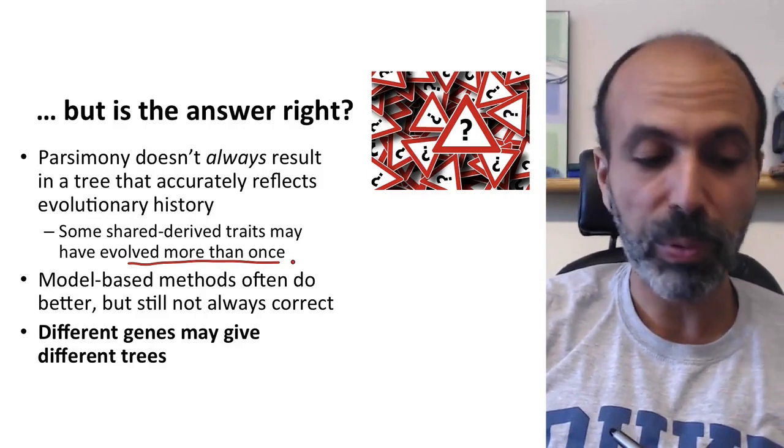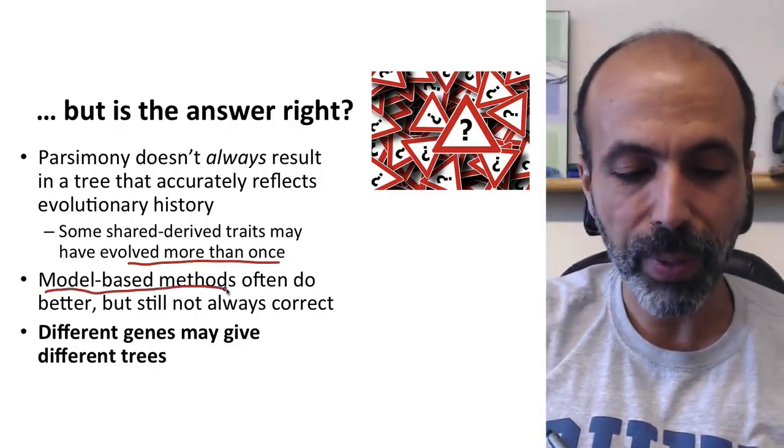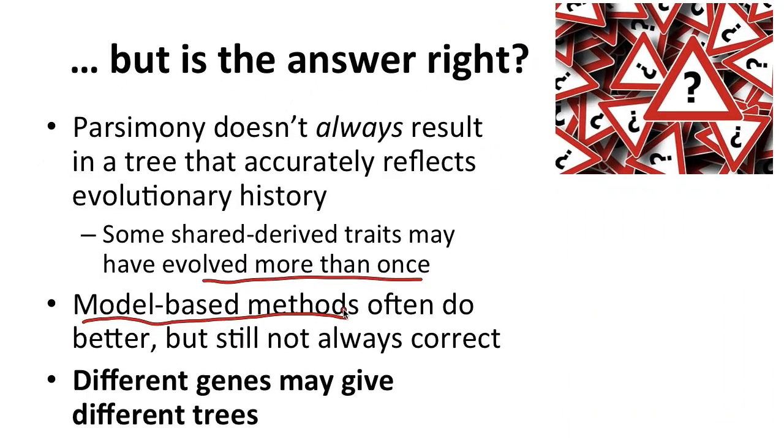Now, the way people have tried to address this is to use various model-based methods, such as maximum likelihood methods or Bayesian methods, and those often do better, but they're still not always correct. They're not 100% correct. And different genes may give you different trees.